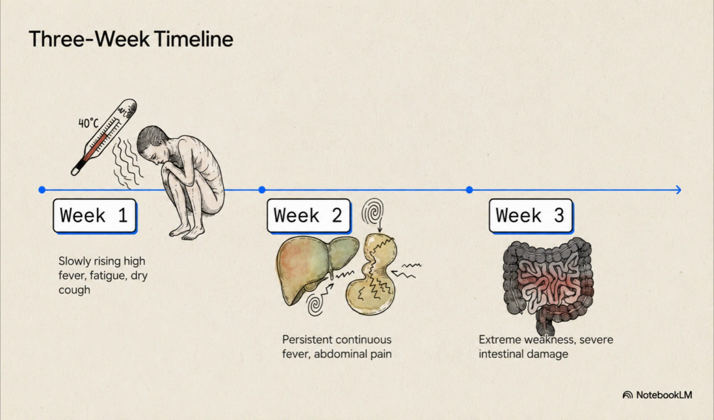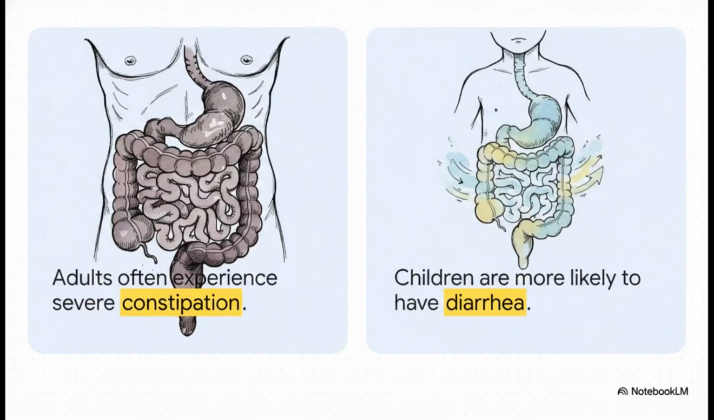Week 1, the patient experiences a slowly rising high fever, perhaps reaching 40 degrees Celsius, accompanied by fatigue, muscle aches, and a really dry cough. Week 2, the fever doesn't just rise, it becomes persistent and continuous. This is where the intense gastrointestinal clashes begin, along with a noticeable enlargement of the liver and spleen. Adult patients frequently face severe constipation, whereas pediatric patients, the children, are much more likely to experience diarrhea. It's a key distinction to keep in mind.